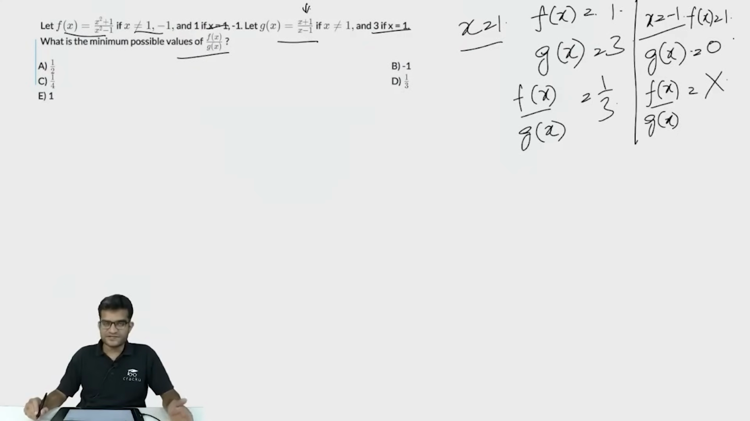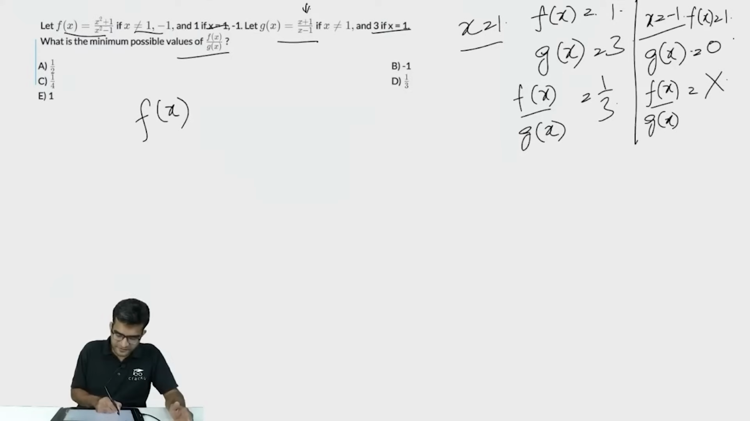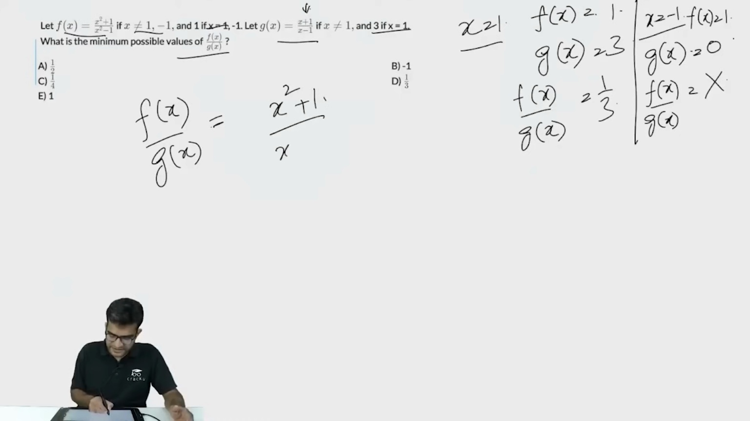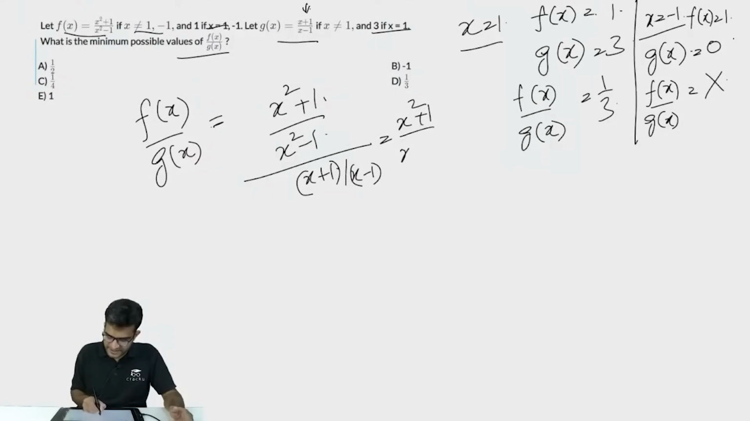So now that we have taken care of x is equal to 1 and x is equal to minus 1, let us look at f of x by g of x for all the remaining values of x. What is the value of f of x by g of x? F of x by g of x is equal to (x square plus 1) divided by (x square minus 1) whole divided by (x plus 1) divided by (x minus 1). This is equal to (x square plus 1) divided by (x square minus 1) into (x minus 1) divided by (x plus 1). Or you can simplify this to equal (x square plus 1) divided by (x plus 1) whole square. We are trying to minimize this.